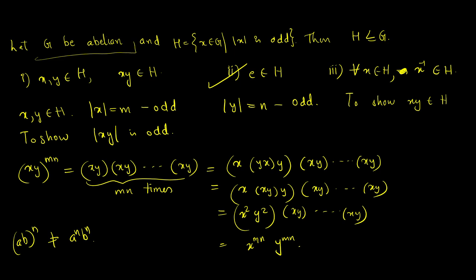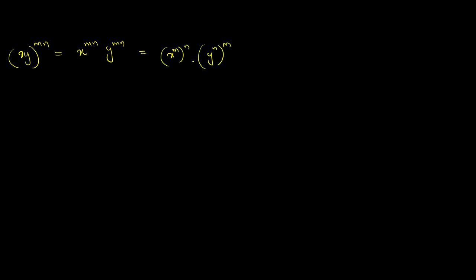Now what did we have here? (xy) to the power mn is actually equal to x to the power mn times y to the power mn. I can write this as (x^m)^n and (y^n)^m. Then this is equal to identity to the power n, which is again identity, times identity, which is nothing but identity. So (xy) to the power mn is identity.